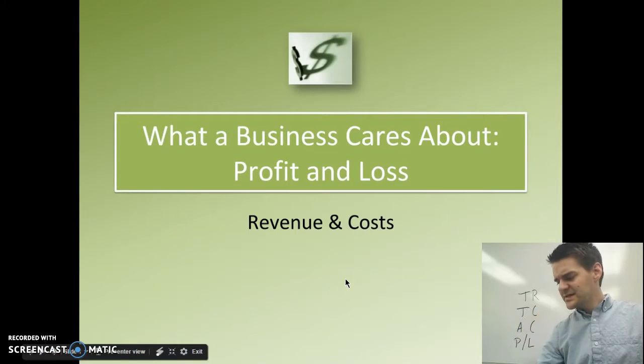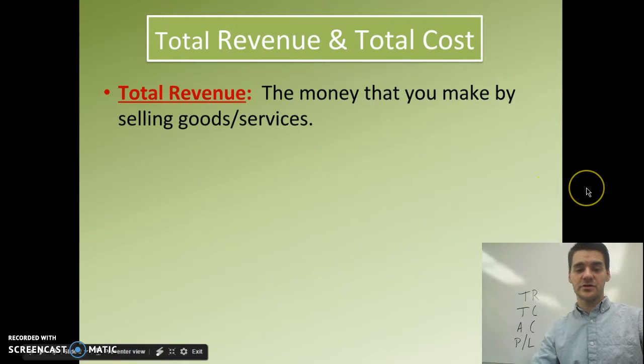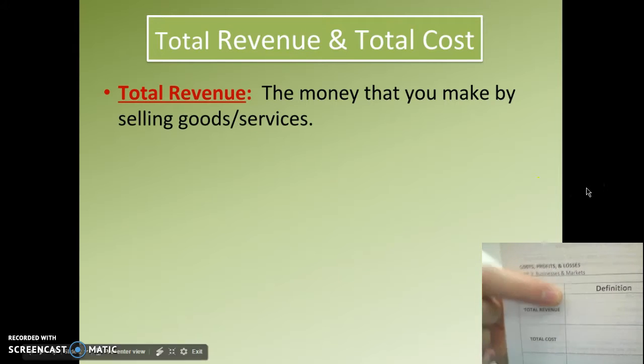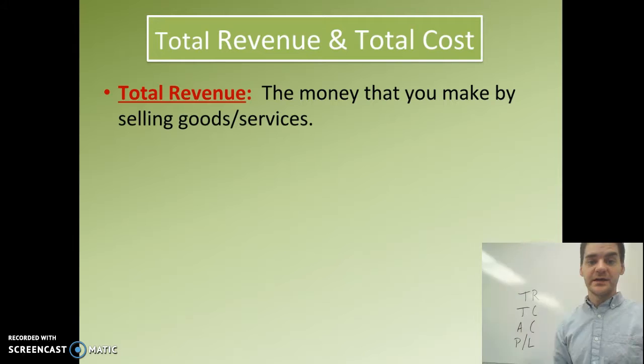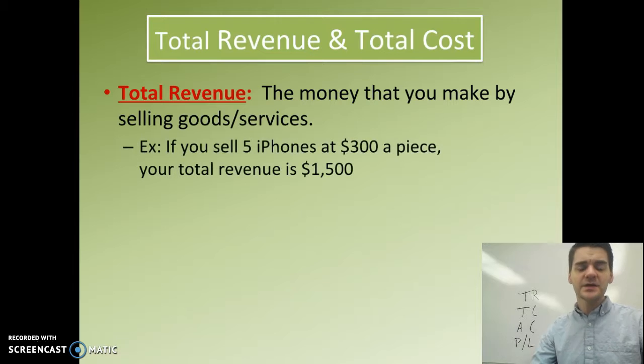What we're going to see is that there's a lot of terms, just like everything in economics. And so the first term we need to define, and you can put this in your first row where it says definition, is total revenue. So total revenue is just the money that a business makes by selling goods and services. If you want to write that down, you can pause the video and copy it over, or just write it down as I'm talking.